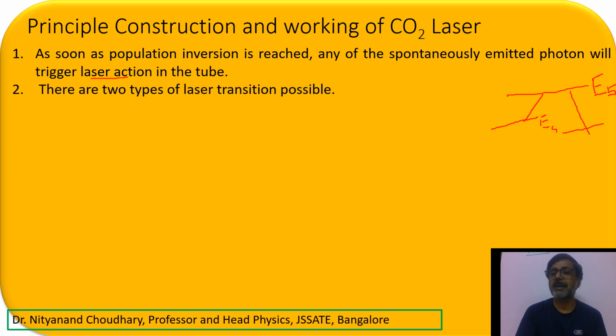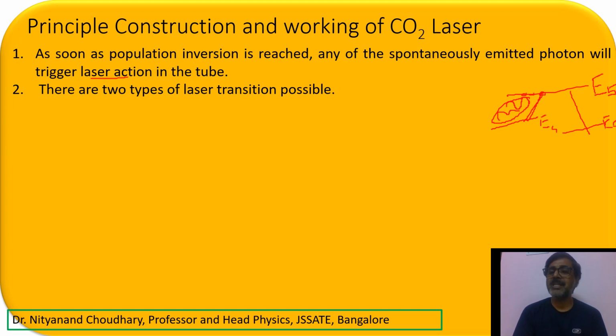This is your E3 again, so therefore I am writing it here. So you have got the population inversion between E5 and E4, and E5 and E3. This is how you have got the population inversion. Now if there is a spontaneous emission between E5 and E4, that spontaneously emitted photon is going to stimulate the other atoms, and we are getting one set of photonic energy between these two.